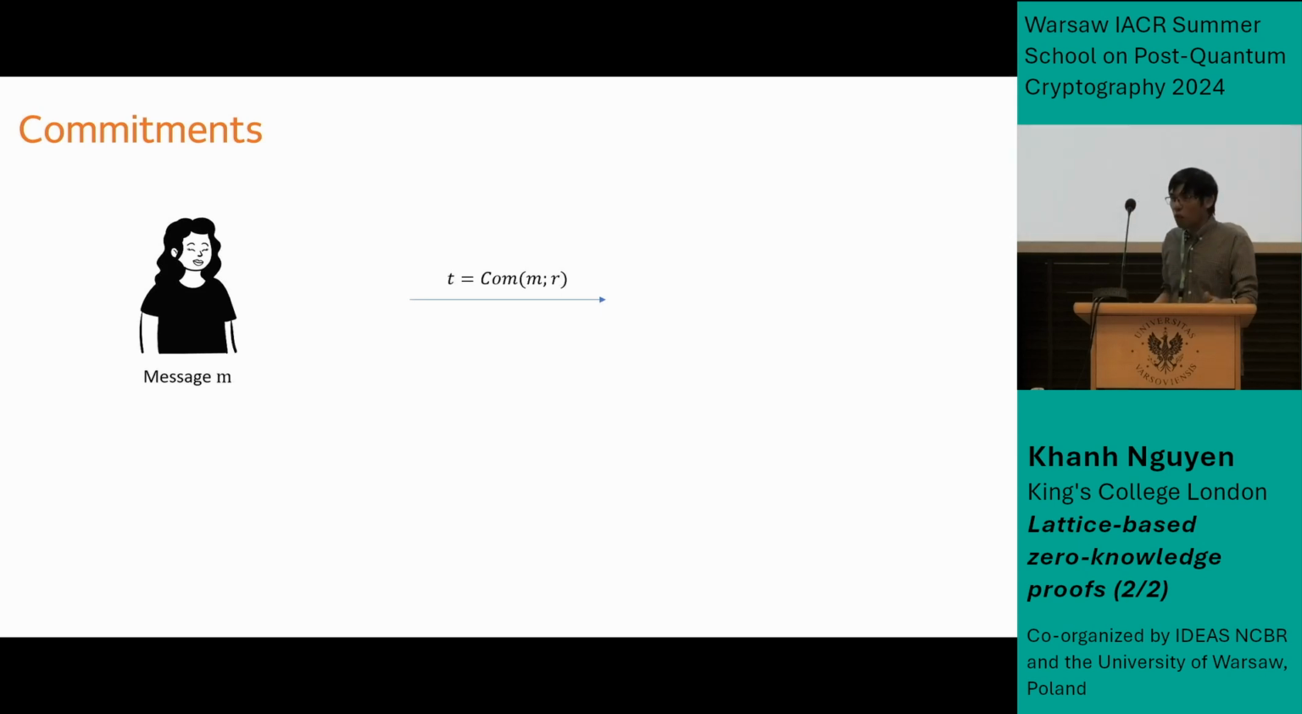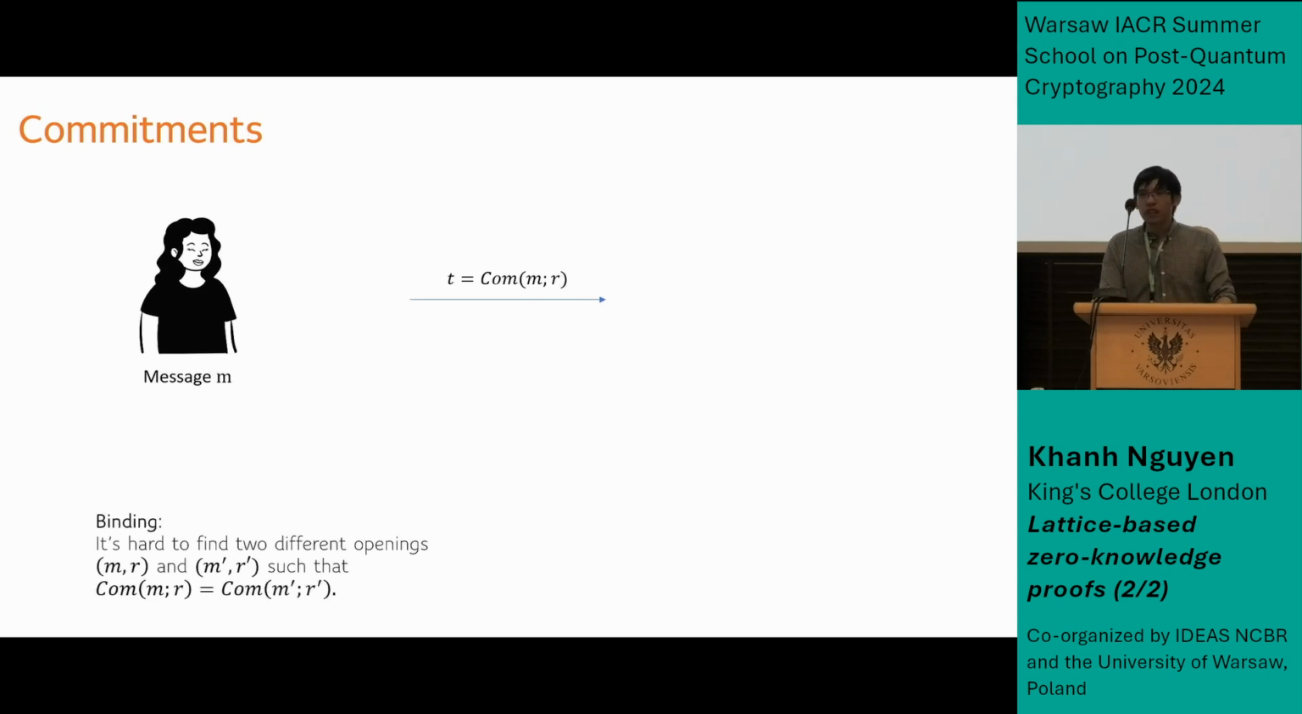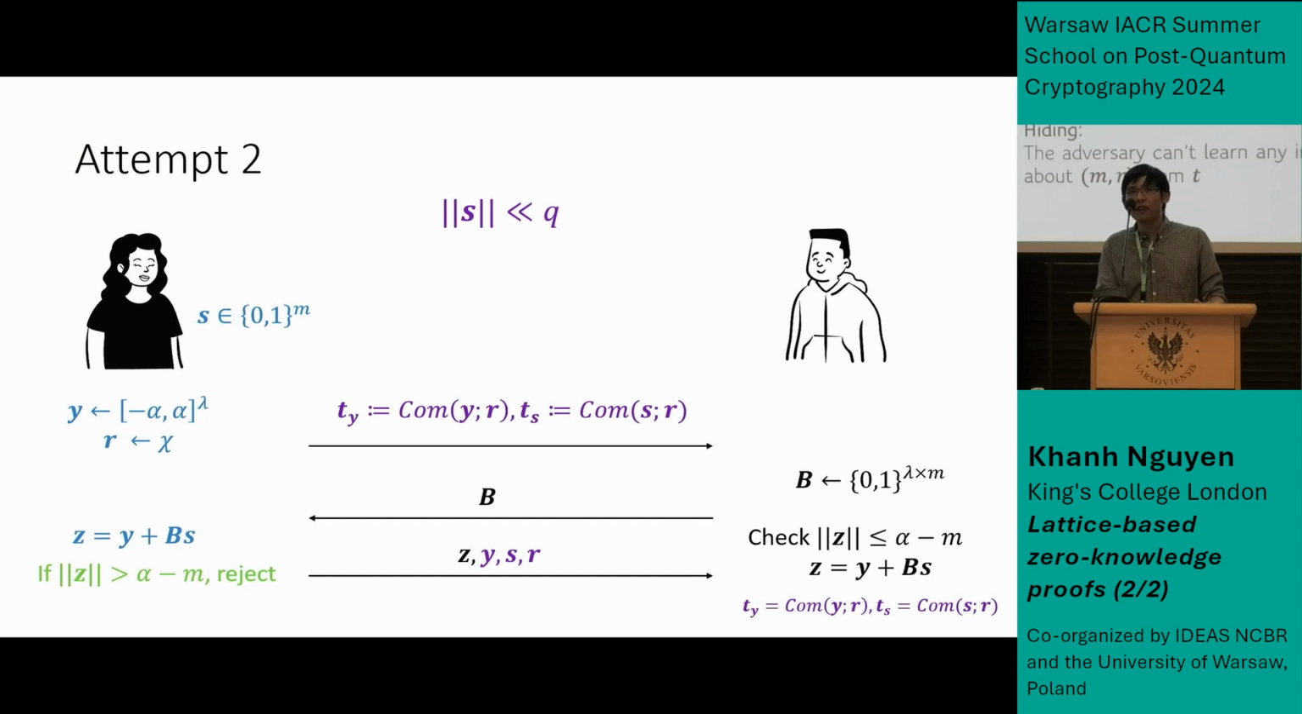So now we want to deal with this by using commitments. Commitments were already introduced yesterday, where you've seen the construction of the commitment. Just to recall, in the commitment scheme, I want to commit to a message under some randomness. Binding says that it's hard to find two different openings for the same commitment, very informally, and hiding says that the adversary cannot learn any information about the opening from the commitment. So we will use these binding and hiding commitments in this particular case.